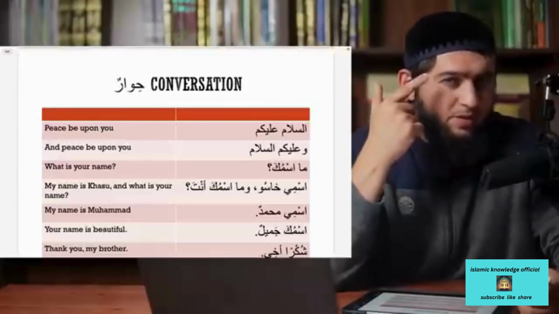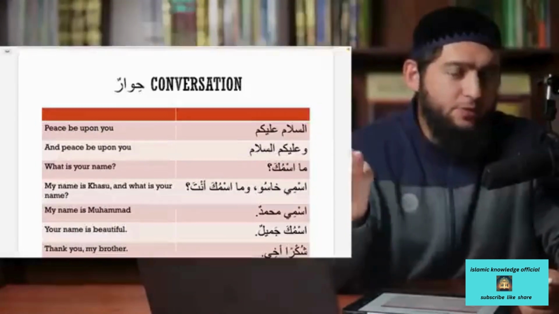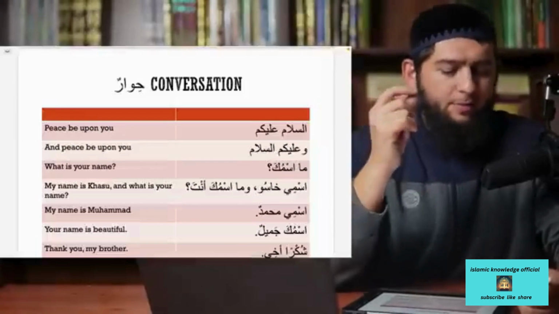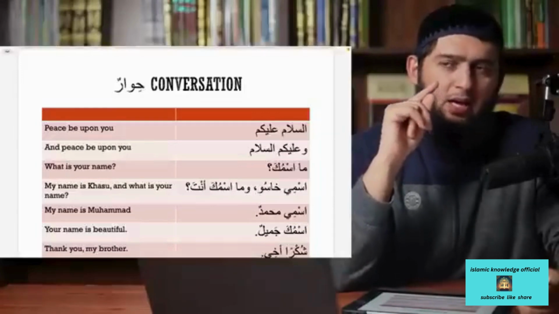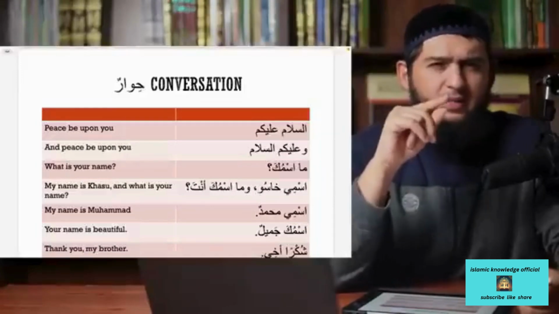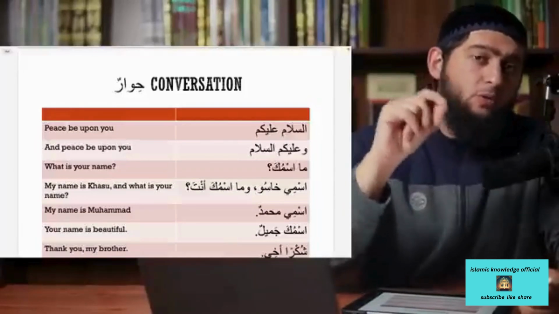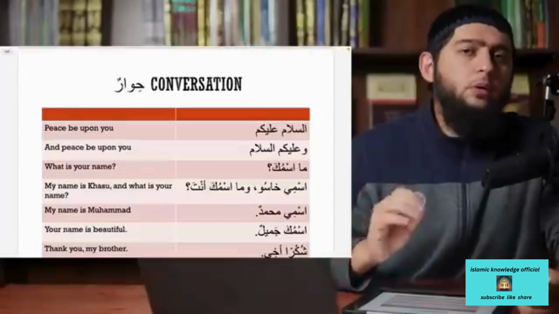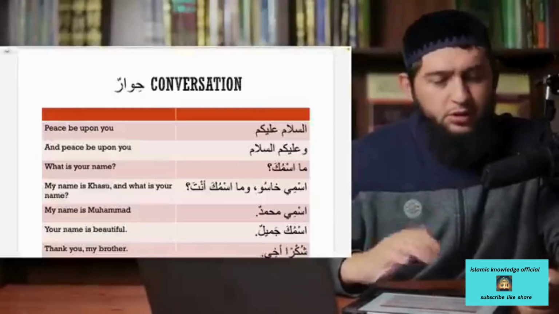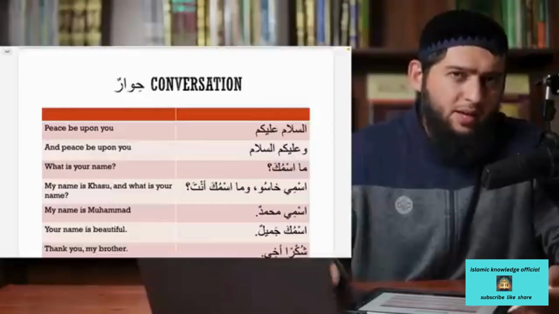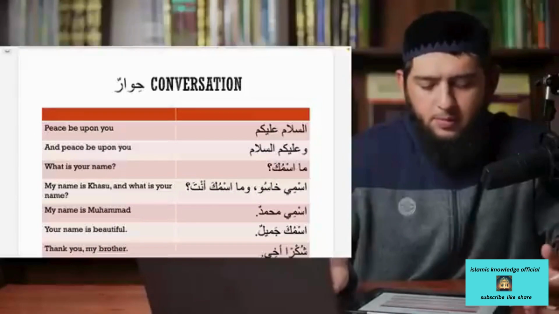جميل. Do you remember Jamil? Beautiful. اسمك جميل. Your name is beautiful. MashaAllah, your name is beautiful. But as we said, in Arabic we use indefinite article with adjectives. So we say اسمك جميل. شكرا أخي. شكرا means thank you, brother. شكرا, thanks. أخي, my brother.